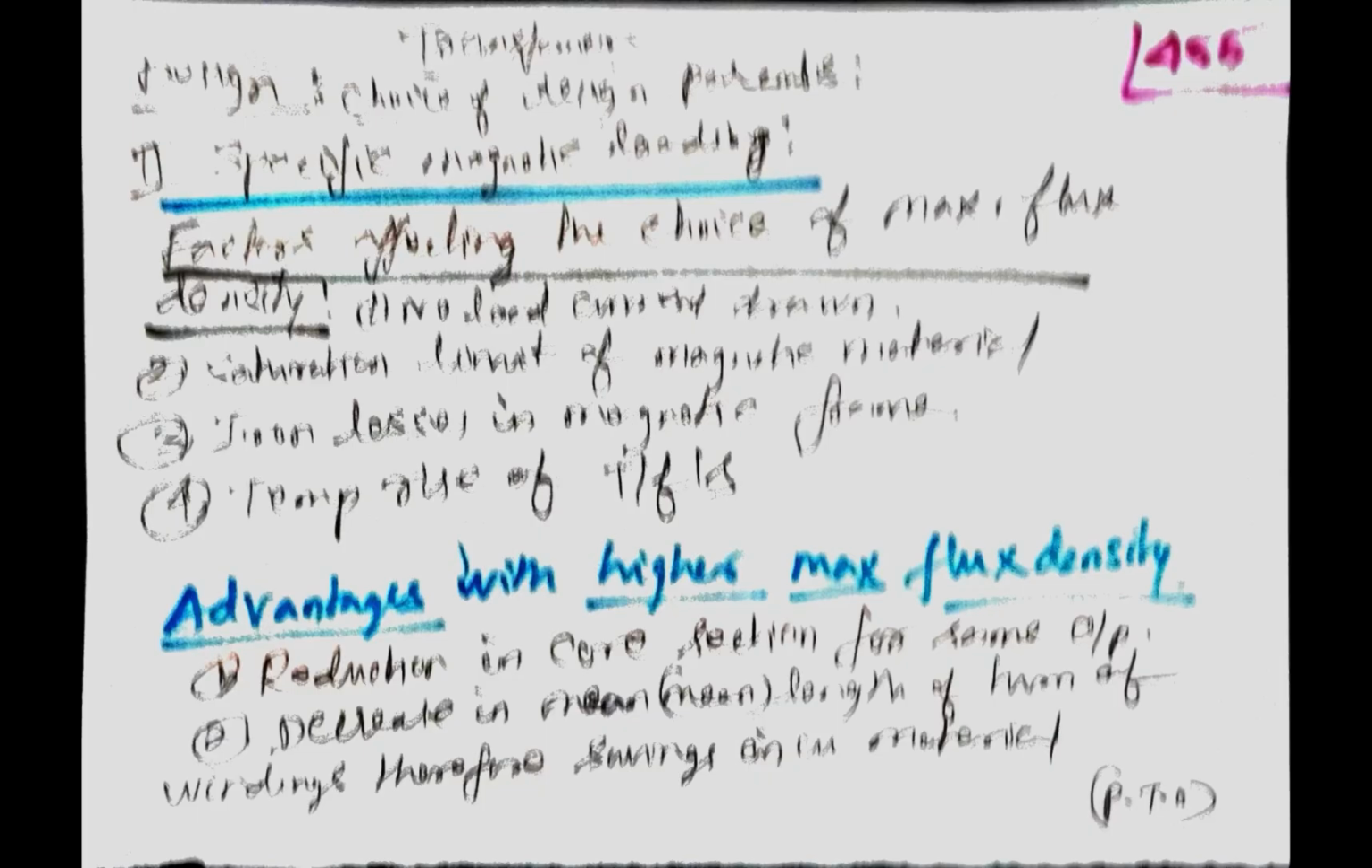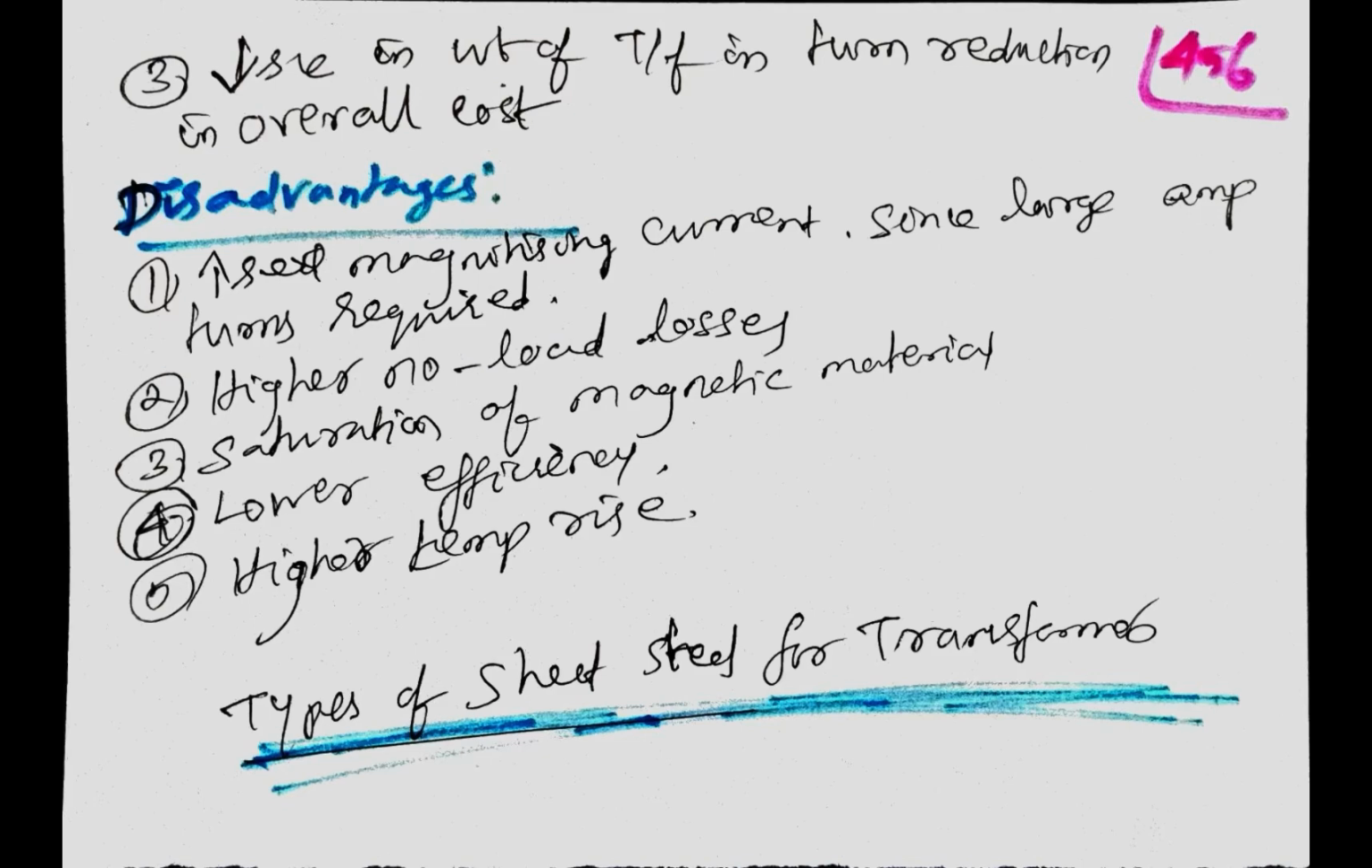Transformer design, choice of design parameters. Second, specific magnetic loading. Factors affecting the choice of maximum flux density: no load current drawn, saturation limit of magnetic material, iron losses in magnetic frame, temperature rise of transformers. Advantages with a higher maximum flux density: reduction in core section for same output, decrease in mean length of turn of windings, therefore savings in copper material, decrease in weight of transformer, and in turn reduction in overall cost.